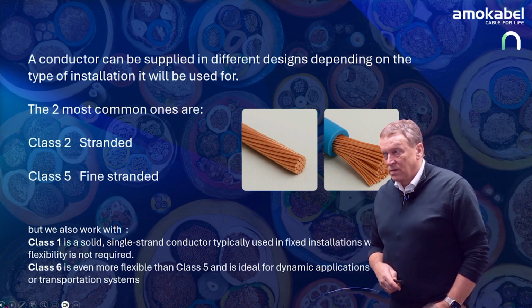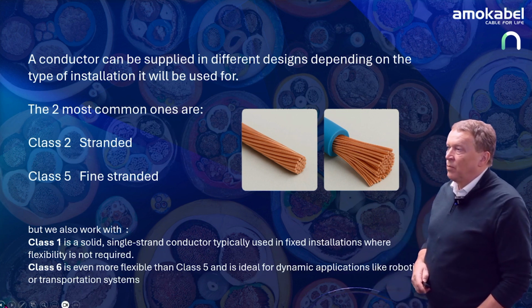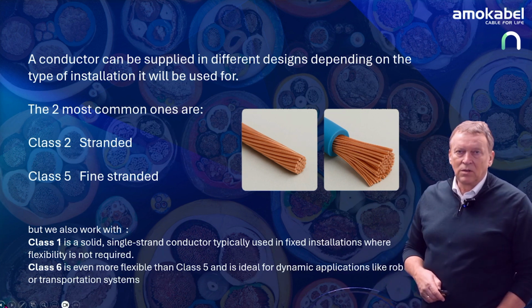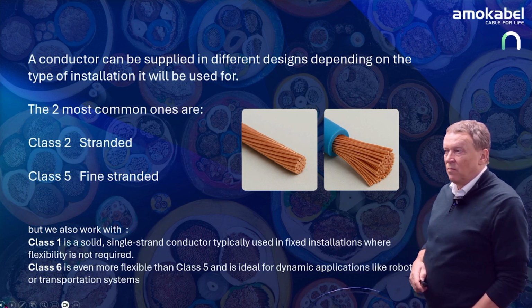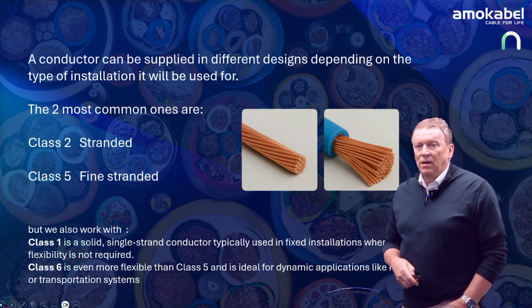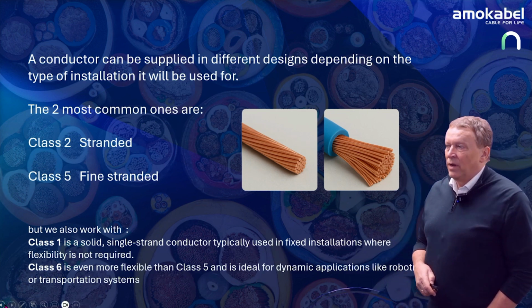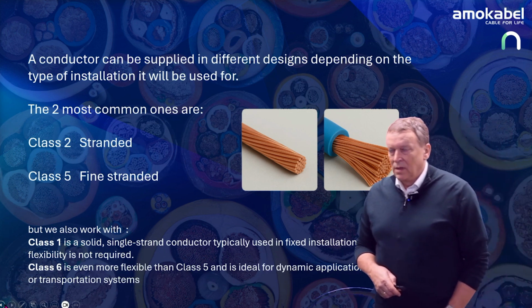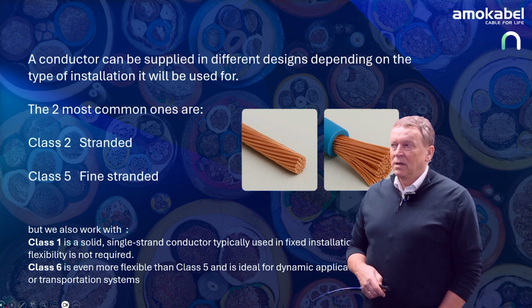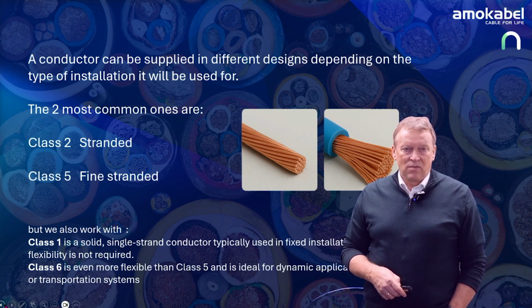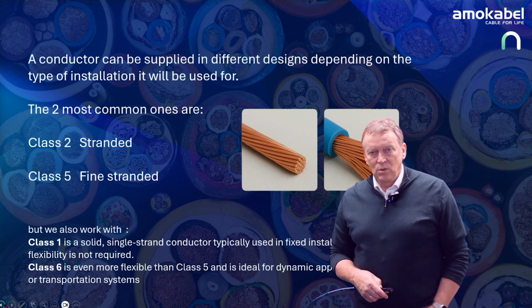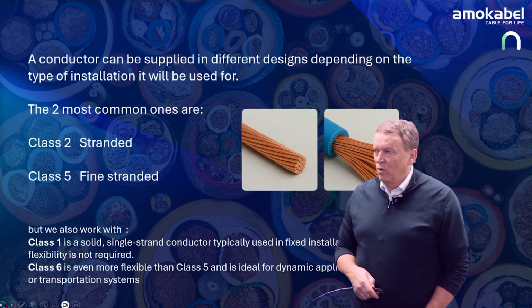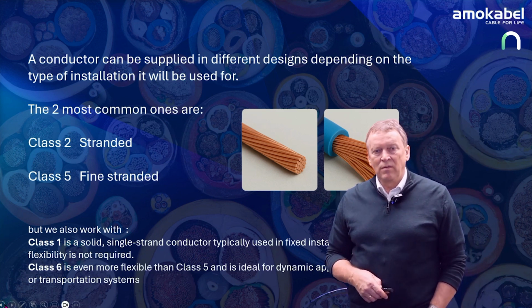But we also have Class 1, a single strand conductor typically used for fixed installation where flexibility is not required. Class 6 is even more flexible than Class 5 and is ideal for dynamic applications like robotics and transportation systems. But the two most common ones are Class 2 and Class 5. In the past, Class 2 was very dominating, but now the market is moving more and more towards Class 5, fine-stranded cables.